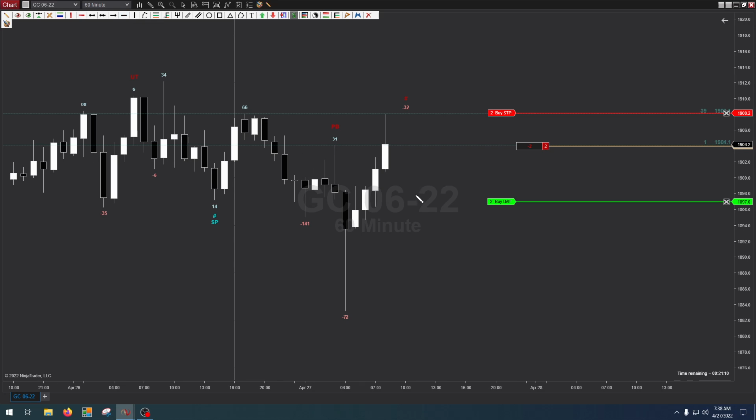So what will happen with that one right there? It's also a fractal right there. Fractal there and a swing high right here. So the key will be what happens right here in the next 21 minutes. Do we close below here? This is the hourly. The hourly has had higher highs and higher lows and higher closes.